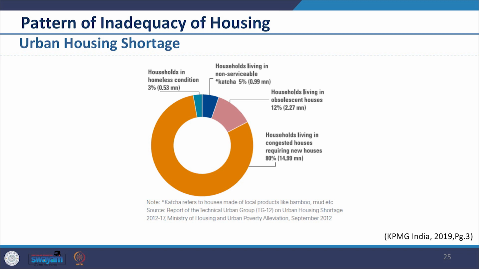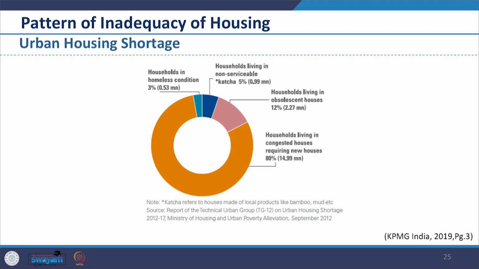According to the report prepared by the technical group for the Ministry of Housing and Urban Poverty Alleviation, we see that the urban housing shortage was estimated to be nearly 18 million households in the year 2012. 80%, nearly 15 million of these estimated households, were living in congested houses and were in requirement of new houses. 12%, with over 2 million households, were living in obsolescent houses.